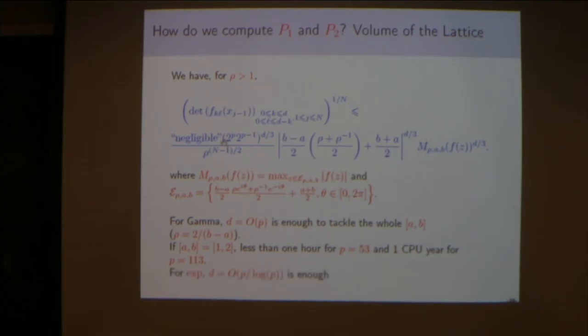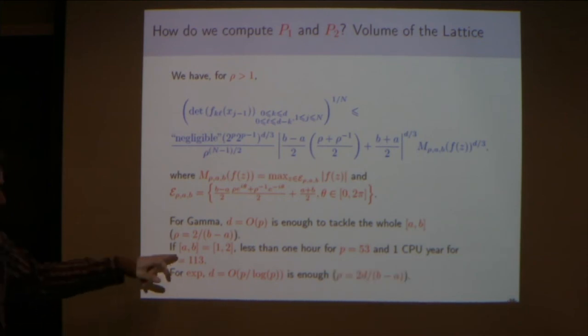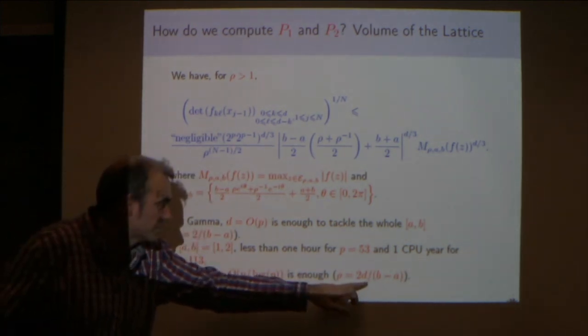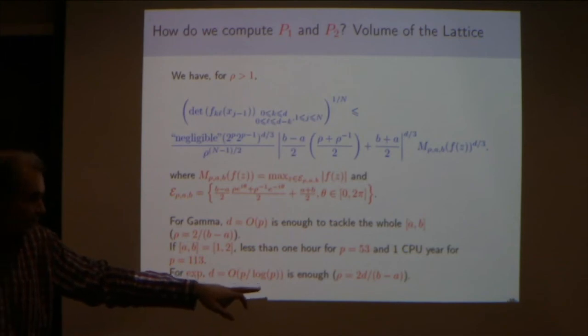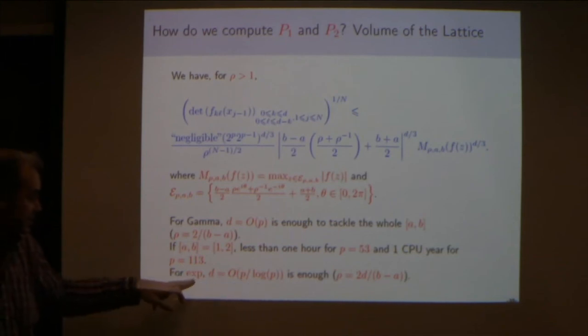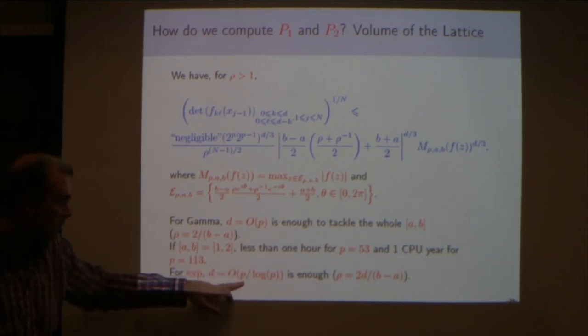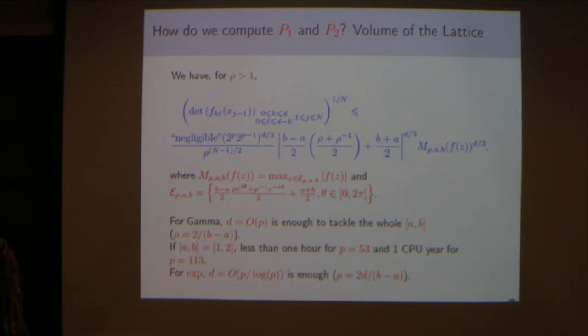And there are functions for which we can improve this result. So we can search, given the function, for an optimized value of rho, and in that case, for the exponential, the choice of big O of p over log p for d makes it possible to tackle the whole interval 1, 2.